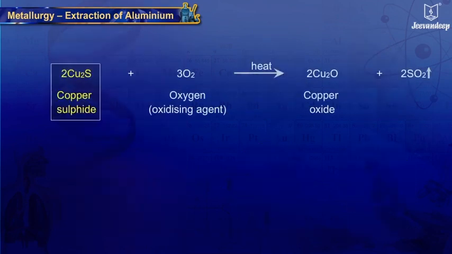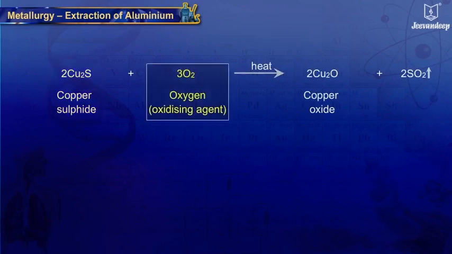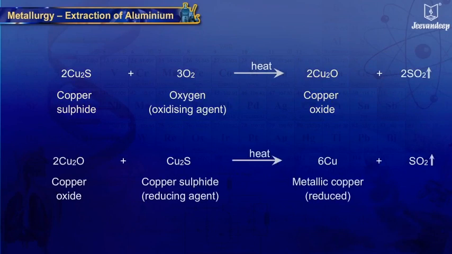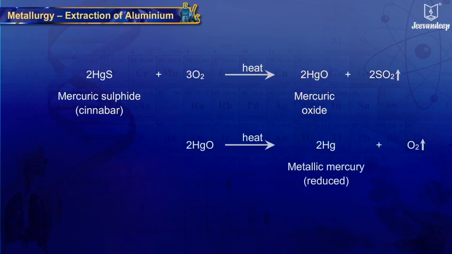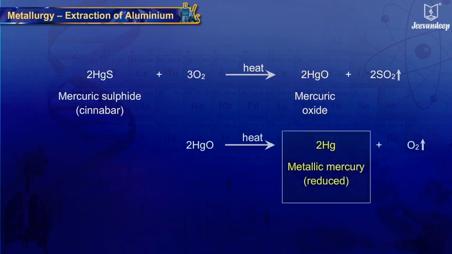For example, copper sulfide is oxidized to copper oxide, which is then reduced by copper sulfide to metallic copper. Similarly, when cinnabar, that is HgS, an ore of mercury, is heated in air, it is first converted to mercuric oxide, which on further heating is reduced to mercury.